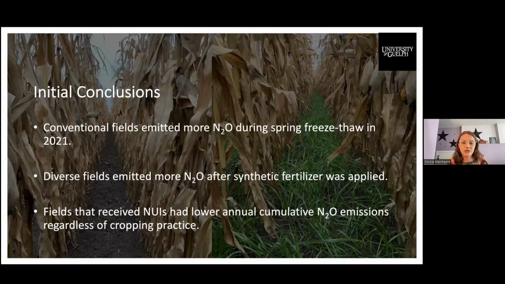So we have some initial conclusions. I still have some gap filling and some statistical analysis to do, but our conventional fields emitted more nitrous oxide during the spring freeze-thaw period in 2021, but our diverse fields emitted more nitrous oxide after synthetic fertilizer was applied in 2021. And the fields that received nitrification and urease inhibitors had lower annual cumulative nitrous oxide emissions, regardless of their cropping practice.